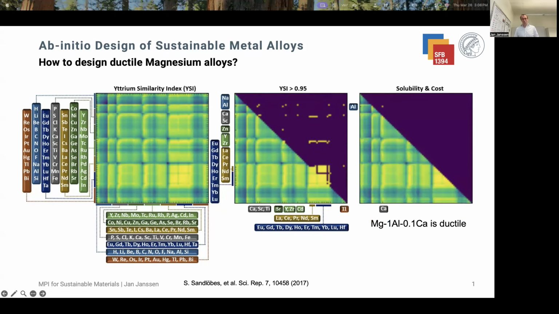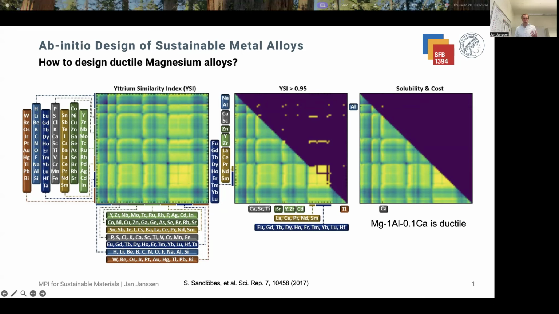If we apply a second filter by solubility, and then also a cost-based filter, just a single combination remains: magnesium with 1 weight % of aluminium and a tenth of a weight % of calcium. This is a highly ductile alloy, which we initially predicted from ab initio simulation, and which was later realized experimentally. People found the alloy exactly where we predicted it, and we're now working on testing it more as part of the SFB 1394.